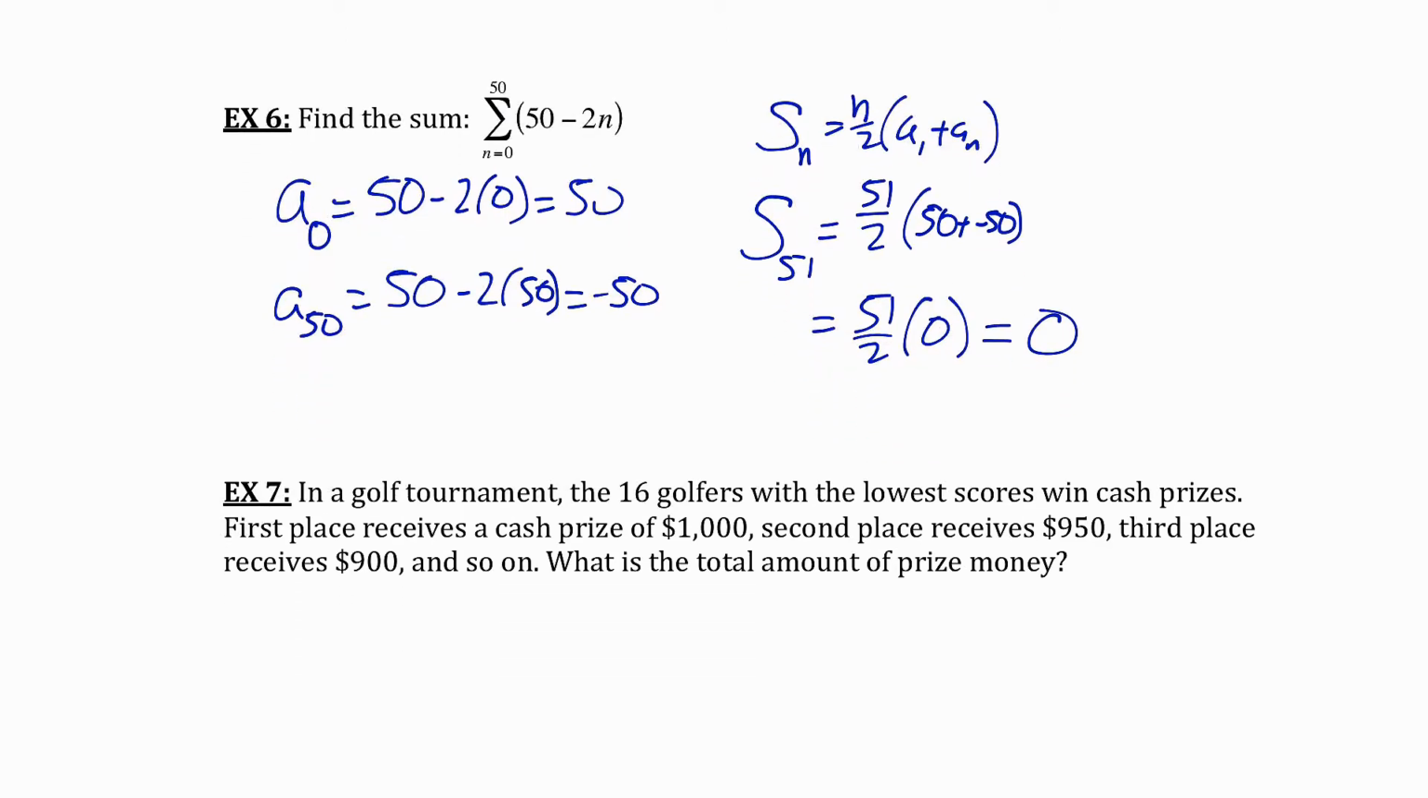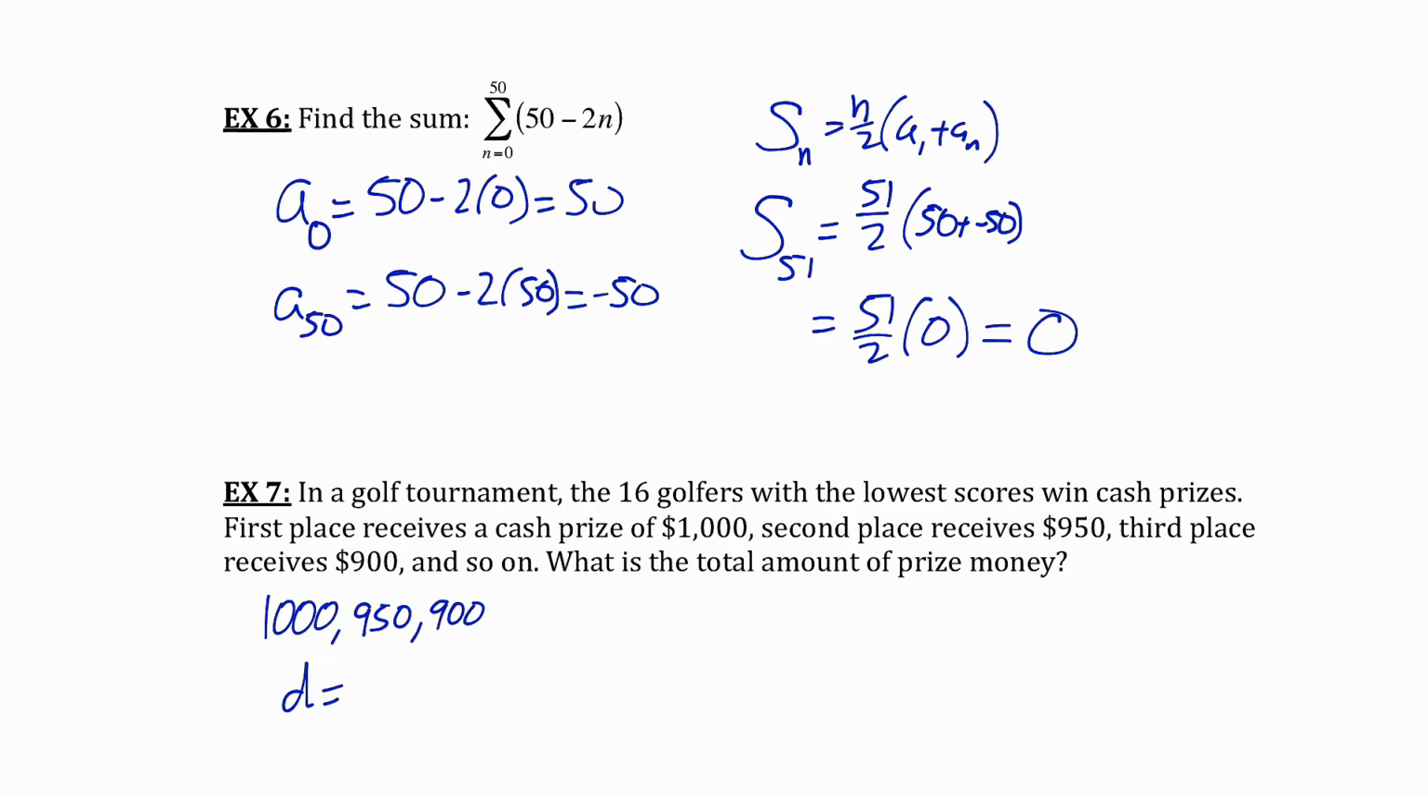Example 7. In a golf tournament, the 16 golfers with the lowest scores, remember, low scores in golf means good things, win cash prizes. First place receives $1,000, second place receives $950, third place receives $900, and so on and so forth. So starting off this pattern, we're asked to figure out the total amount of prize money that the tournament awards. We could just go through and find them all, or we can use a formula.